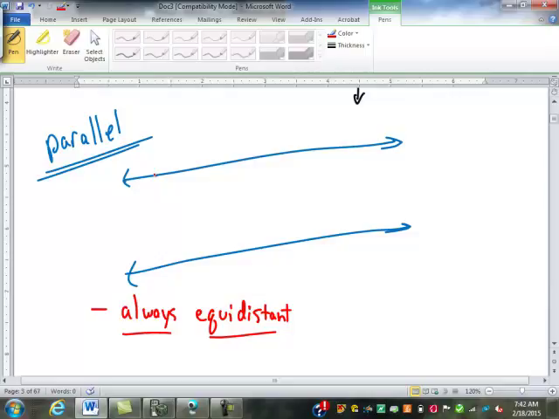We measure distance at perpendicular. So if I want to measure the distance between these 2 lines, I have to measure it perpendicular to them. That distance there will always be the same distance over here.